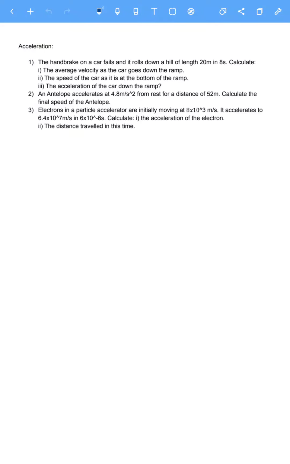Hi, this is just some acceleration practice questions, part of the mechanics for A-level physics. If you want to have a go at them, just feel free to pause, have a go at these 3 questions, and then I'll take you through the answers.